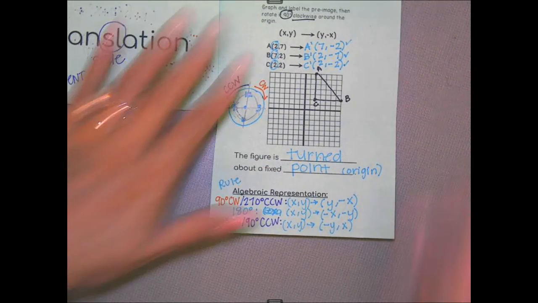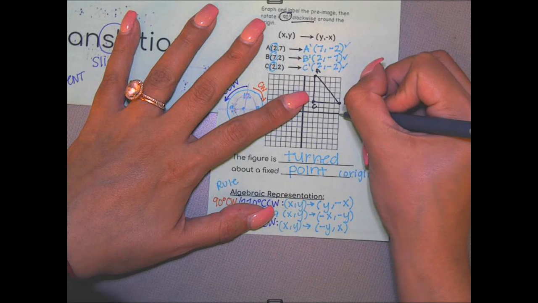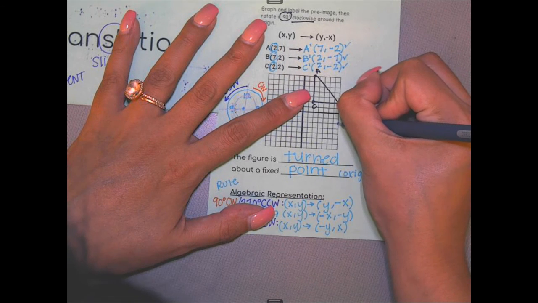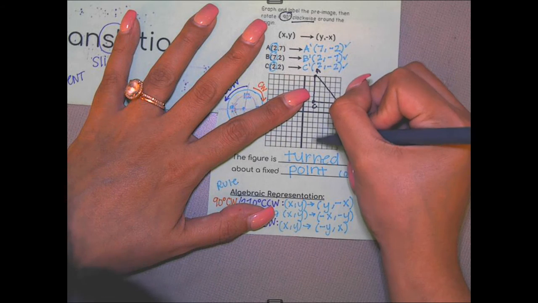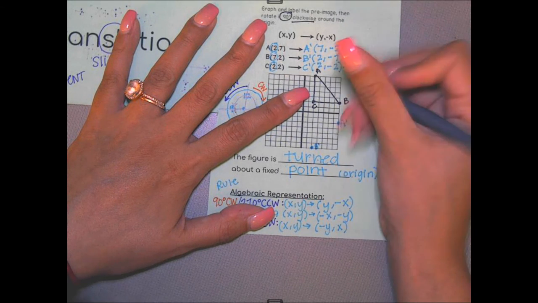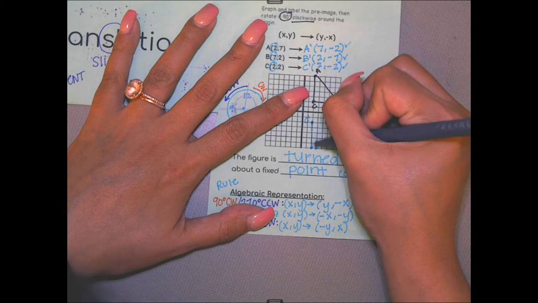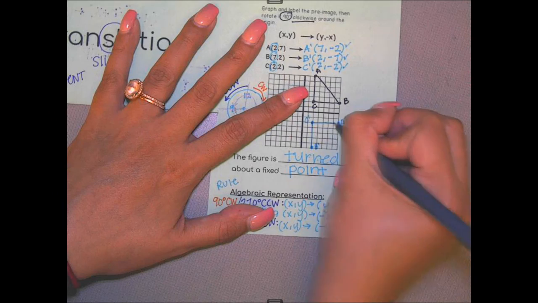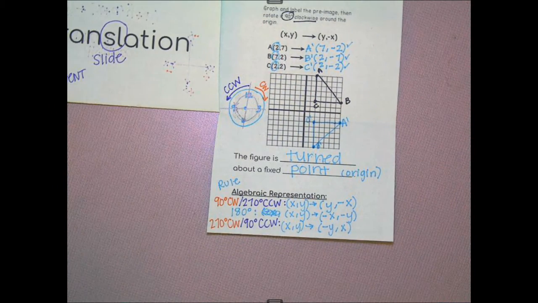Yes. Now I am going to go ahead and graph this since I don't have my patty paper on here. So 7, negative 2, 2, negative 7, and 2, negative 2. Okay.